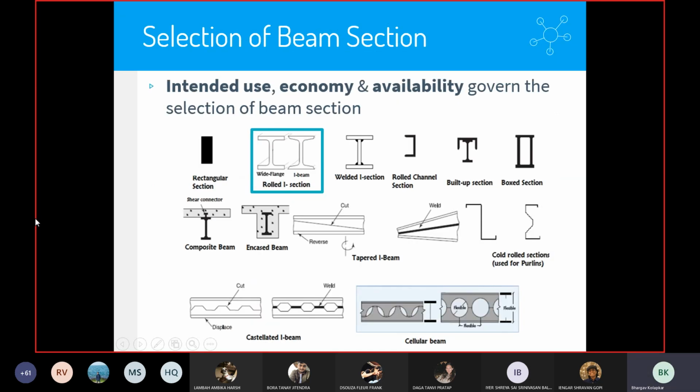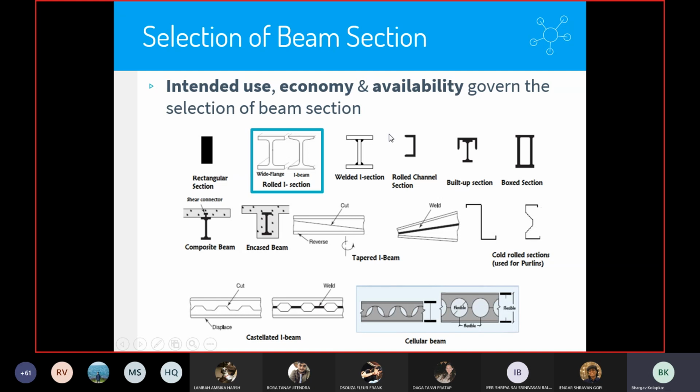Now, just like in compression members, there were many sections that you could choose, but which one to choose depends on a few factors. The first one is intended use. You as an architect are better aware of the intended use of this particular structure. Based on that, you could start with what type of section to choose, and then obviously economy, and lastly the availability of the governing section.